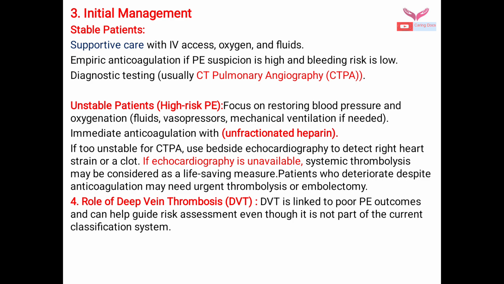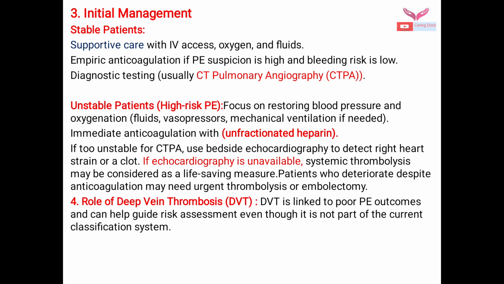The initial management for stable patients is supportive care with IV access, oxygen, fluids, and empirical anticoagulation if pulmonary embolism suspicion is high and bleeding risk is low. For the diagnostic test, we usually do CT pulmonary angiography if the suspicion is very high.